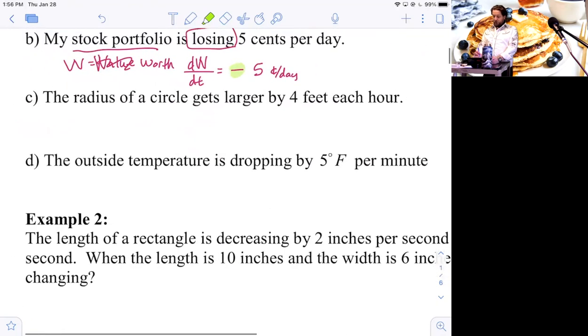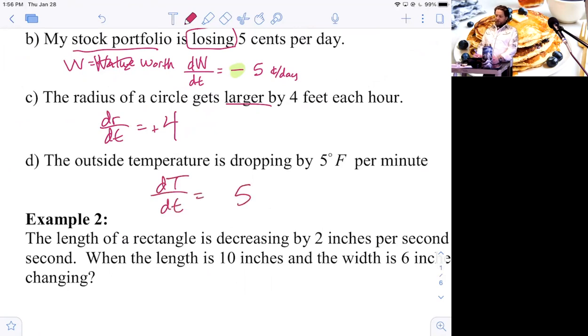Radius of a circle is getting larger, so let's call that R. So dR/dt is what kind of 4? Positive or negative? Positive, larger. I'm not going to put the units anymore. Outside temperature is dropping, so let's call temperature big T. So dT/dt by 5, positive or negative? Negative, good. Temperature's dropping. So there's a lot of different words we can use that get the same message across, right? Increasing or decreasing, increasing or decreasing. But when we're explaining our results, we like to use the words increasing or decreasing, and we'll save words like dropping or larger for the poets.